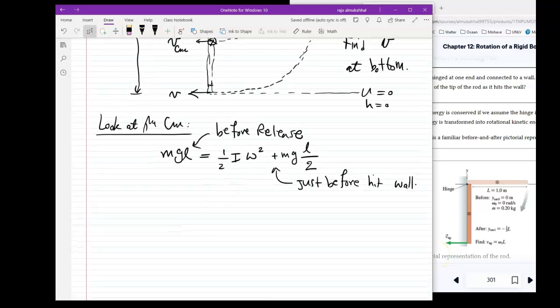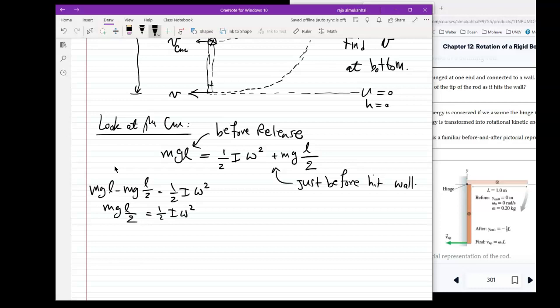Now with this information in mind, I can solve. Do I have everything? Well, maybe. Let's see. I can move this to the other side. So I have here mgl minus mgl over 2 equals 1/2 I omega squared. So that will give me mgl over 2 and 1/2 I omega squared. Why am I doing all that? Well, I can solve for omega.